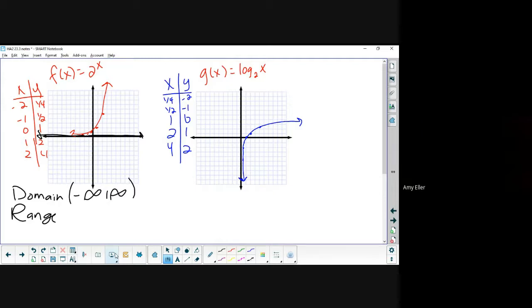What do you have for the range for this graph? 0 is less than y. Okay.